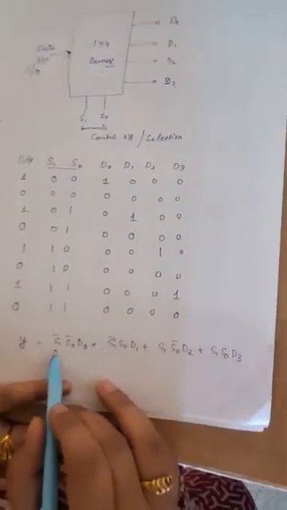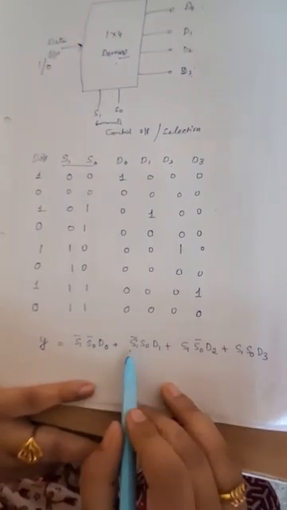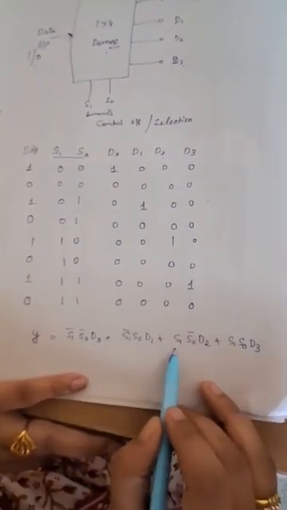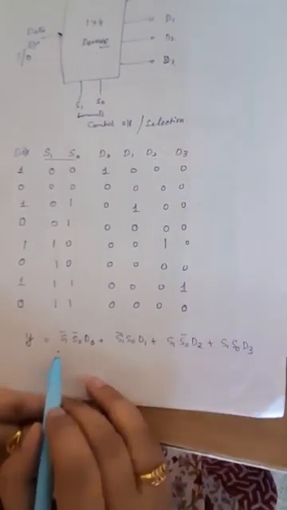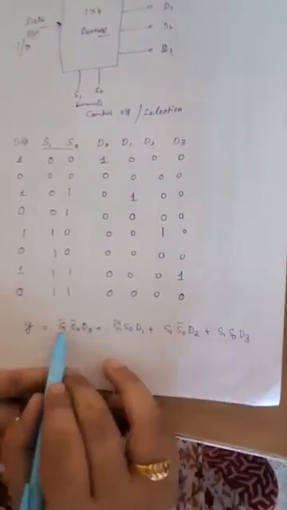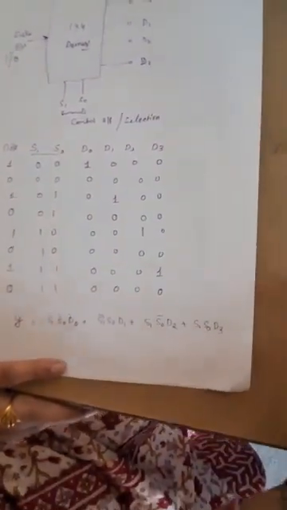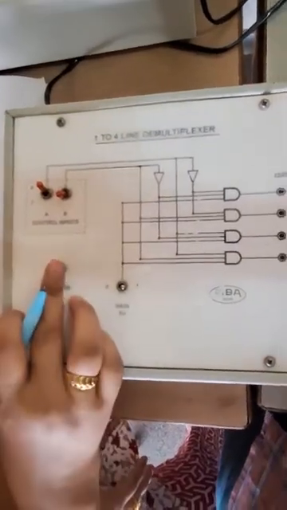We can discuss the concept of this by the table: S1 bar S0 bar D0, S1 bar S0 D1, S1 S0 bar D2, S1 S0 D3. So there will be a requirement of four AND gates, and all are combined with the OR gate.